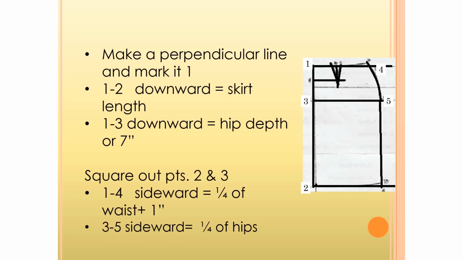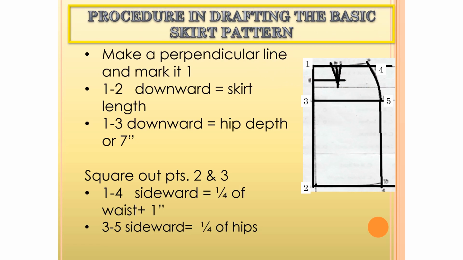Here is the basic skirt pattern. So how do we draft the pattern? First, you need to make a perpendicular line and mark it 1. As you can see there, the corner is marked as 1. So you will start using your triangle, drawing a perpendicular line, marking it 1. And then 1 to 2 downward is your skirt length. Whatever the skirt length measurement is will be measured on 1 to 2.